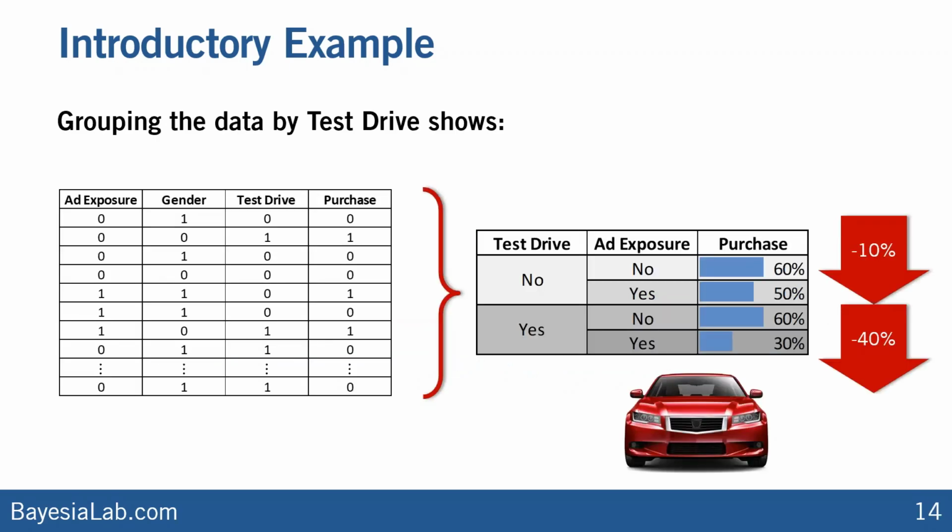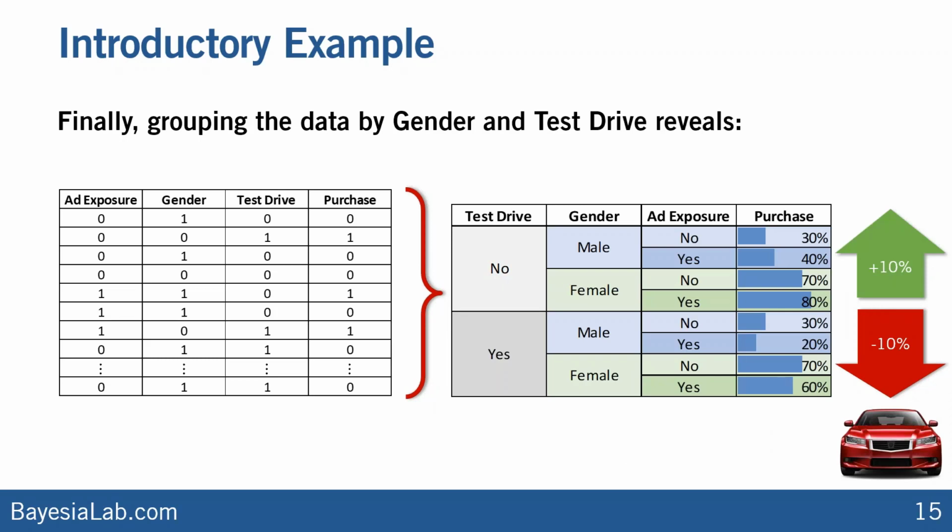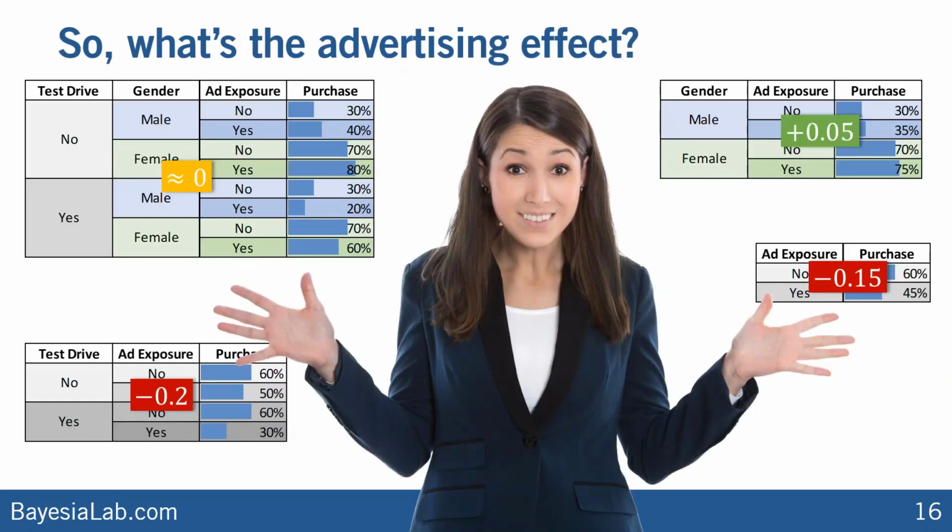In a way, we have a double Simpson's paradox, because if we continue to slice and dice our data, we see, for instance, we group our data by test drive, yes and no, it looks like we have an overall negative effect, an even more negative effect than what we saw before. Now, if we finally group the data by gender and test drive, it seems like it's evening out. So now what? Now we have 4 crosstabs, and each one of these 4 suggests a kind of different effect. So what is the true advertising effect that we have here?